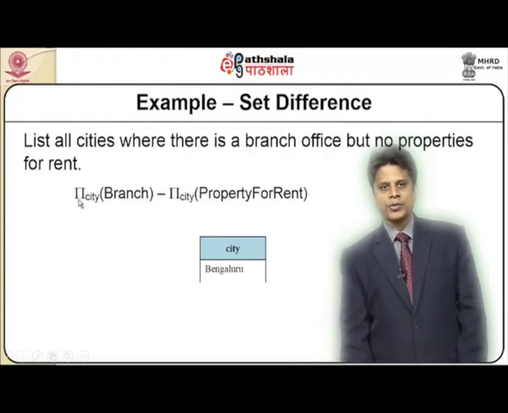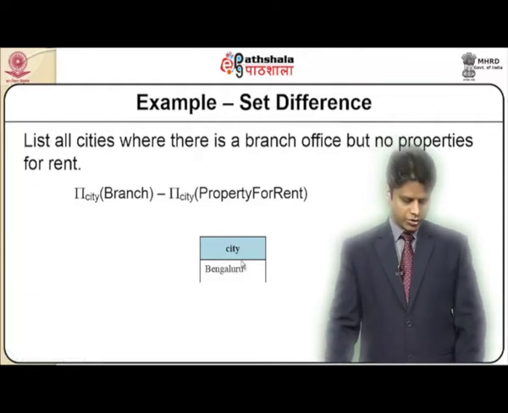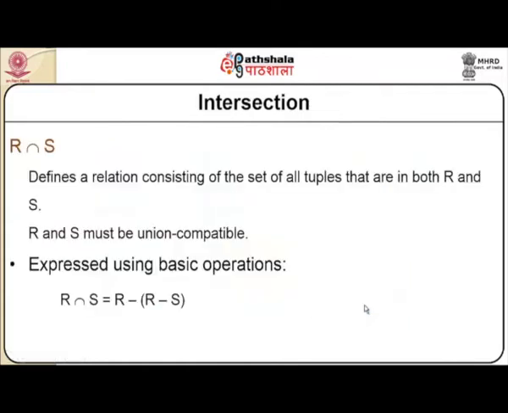So, project city from the branch relation, project city from the property relation, and apply the difference operator between these two. That will say Bengaluru is the only city that has no properties for rent but has a branch office. The same applied in this set difference gives tuples only from R, and anything that is associated with S is neglected, and they are union compatible.